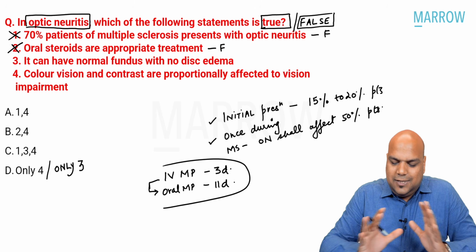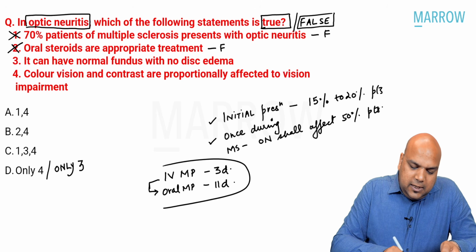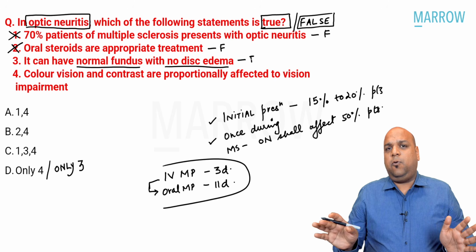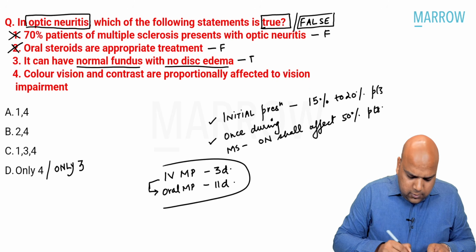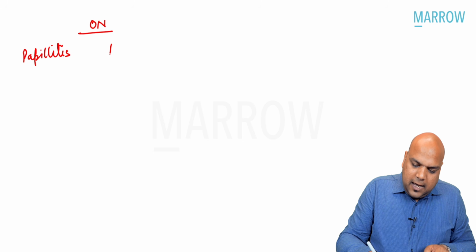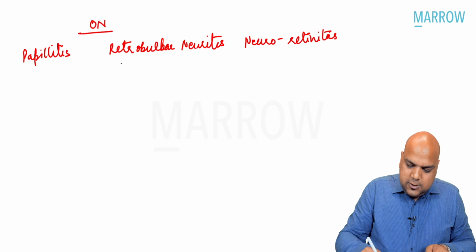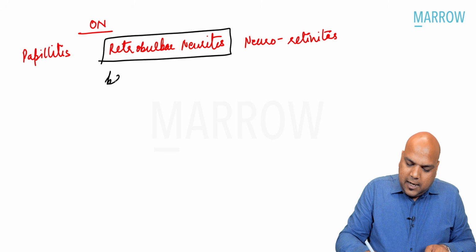Yes, so we know this is false. Option 3, it can have normal fundus with no disc edema. We know that it is true beyond doubt, because we know that optic neuritis can present as either only papillitis, as retrobulbar neuritis, or as neuroretinitis. We have read again and again, retrobulbar neuritis means that there is no swelling of the optic disc behind the eyeball.